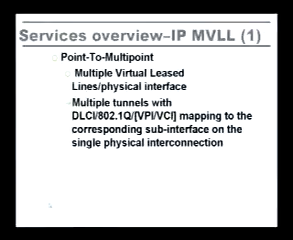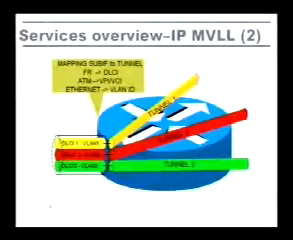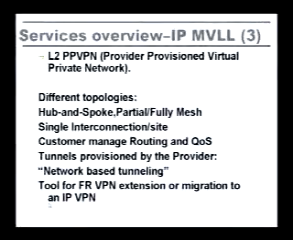A second stream of service is what I call IP MVLL, so it's a point-to-multipoint service. So you have multiple virtual leased lines per physical interface. How do you do that? Simply by creating subinterfaces on the physical interface with the help of the DLCI, VLAN ID 802.1Q or PVP/VCI, and you bind each of these subinterfaces to the corresponding tunnel. What kind of service can you do with that?